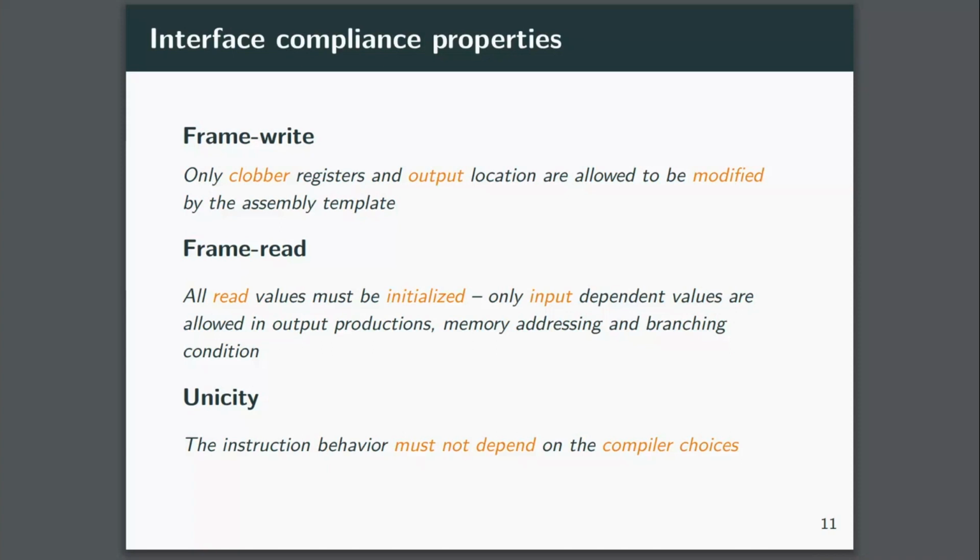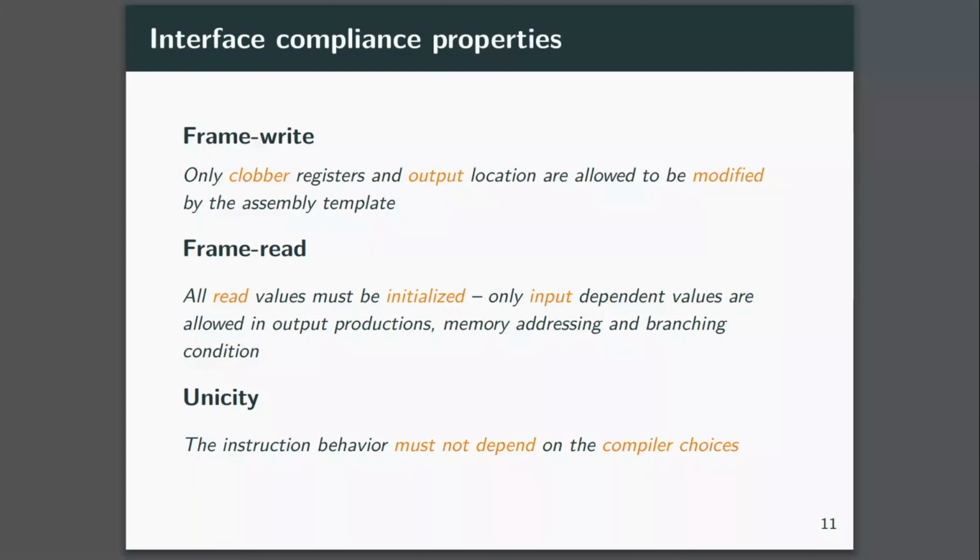The first two are easy to understand. So for instance, frame write is a property that you only write on locations you were allowed. So for instance, you cannot modify something that the compiler will not be aware of. Frame read is the same for the read properties. So you will only read the values that the compiler provided to you, so correctly initialized.